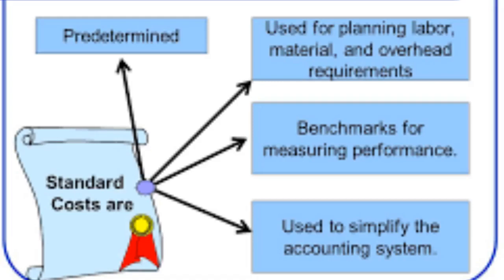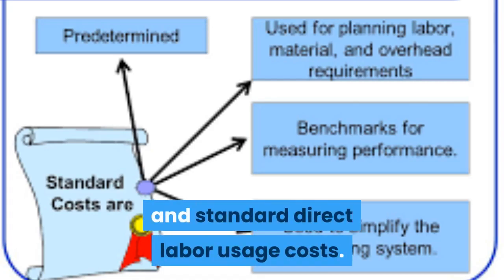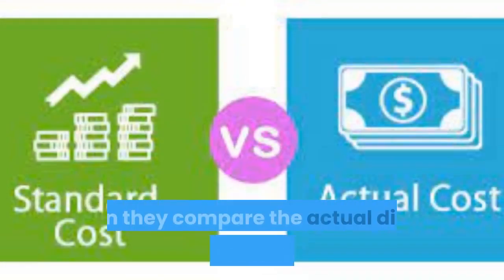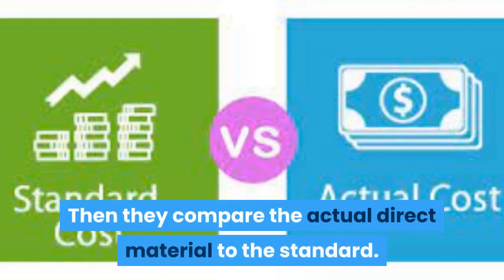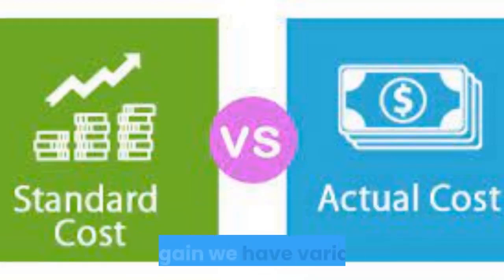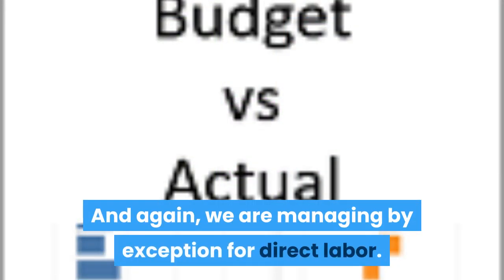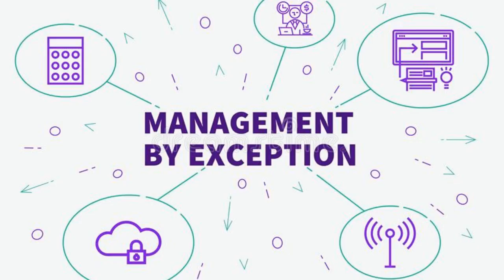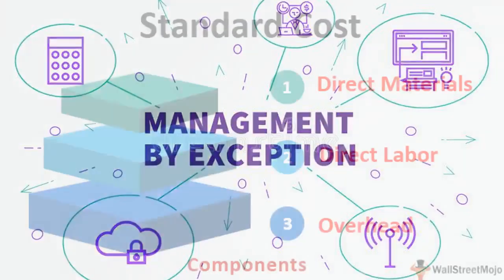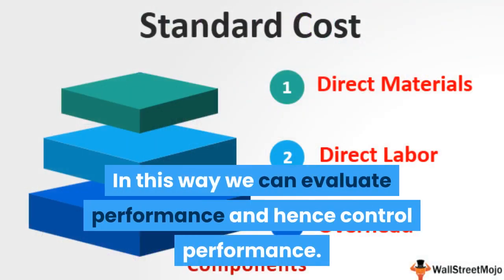Standard costs. Our unit costs companies set standard direct material usage costs and standard direct labor usage costs. Then they compare the actual direct material to the standard. And again we have variances. And again, we are managing by exception for direct labor. We have standards for time, and we compare the direct labor time to the standard that has been set. In this way we can evaluate performance and hence control performance.